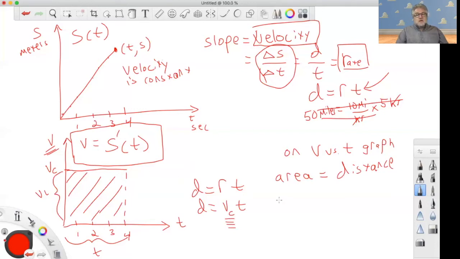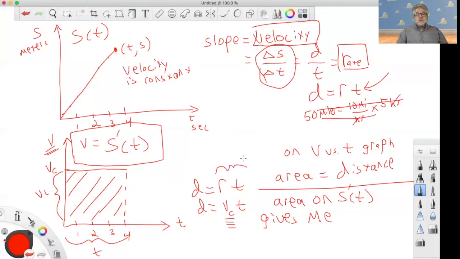And the area on my derivative function gives me what? Oh, the area right here gave me distance, right? The area on the derivative of the displacement function gets me back to the original displacement function. So when I find the area on this graph, it's going to tell me how far I've traveled at that time t. Well, that's interesting.